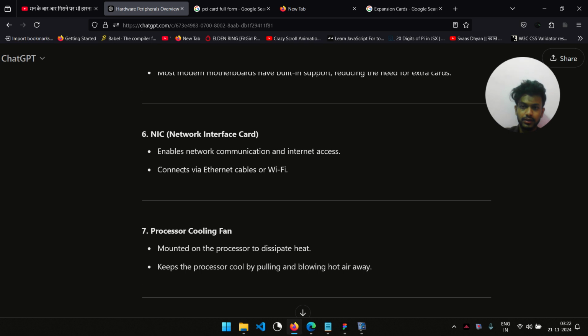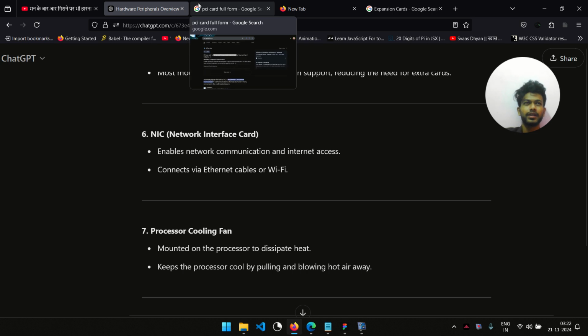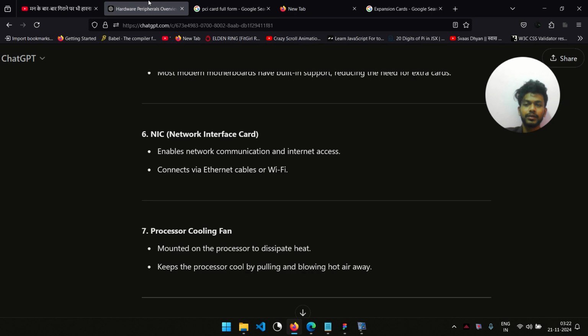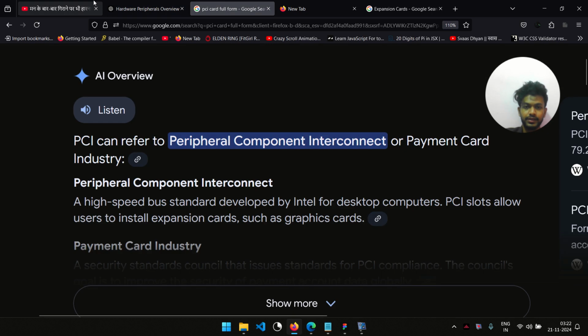NIC, network interface card. PCI is peripheral component interconnect. What was the C for? Say it quickly. Peripheral component interconnect.